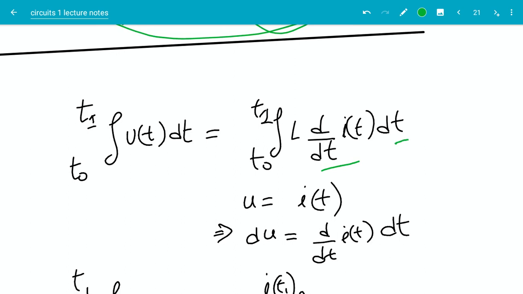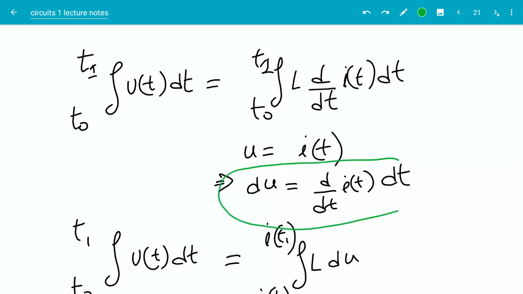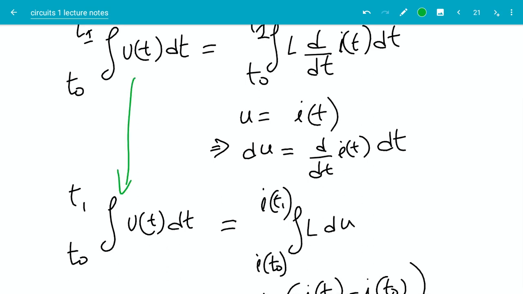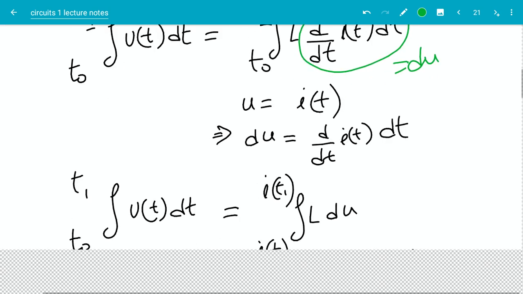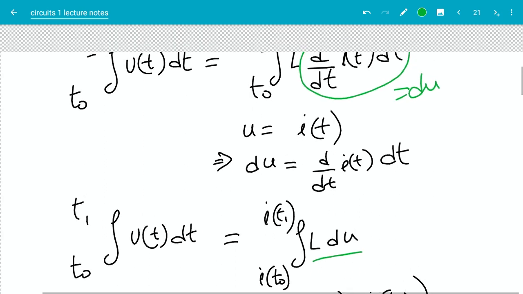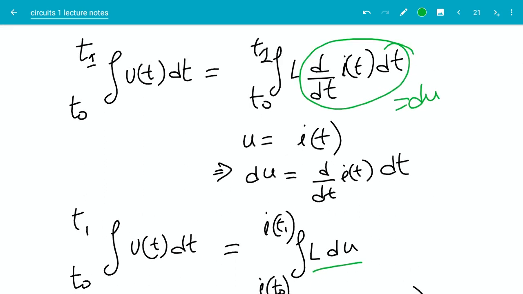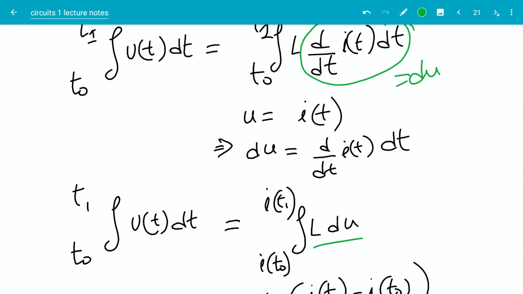I can make a substitution here: u is equal to i(t). This means du will be equal to the derivative of i(t) times dt. This is the standard way you do integration by substitution. Now, the left hand side is still the same, and on the right hand side, this whole thing is equal to du, so I have L times du. With u equal to i(t), the limits go from i(t0) to i(t1).